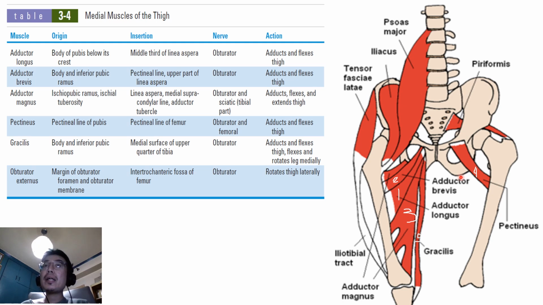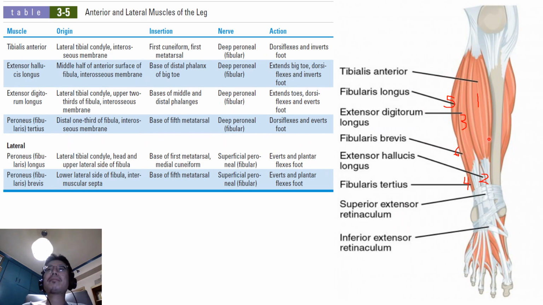rotate the thigh laterally. We now move down into the muscles of the leg, starting with the anterior and the lateral muscle compartments. For the anterior leg muscles, we have four, starting with the tibialis anterior. The tibialis anterior over here originates from the lateral tibial condyle and the interosseous membrane, and it inserts into the first cuneiform and the first metatarsal of the ipsilateral foot.